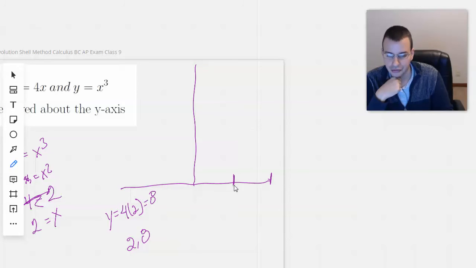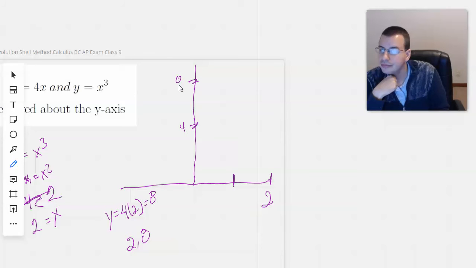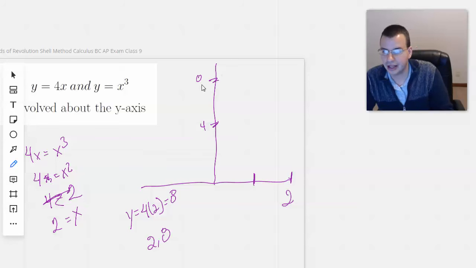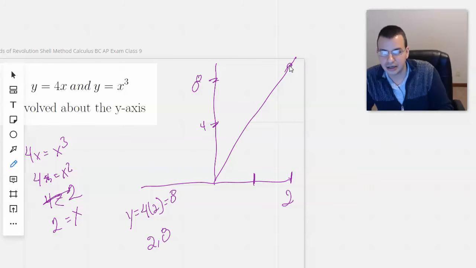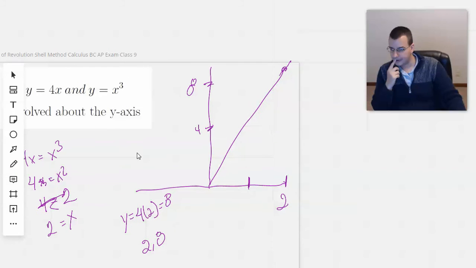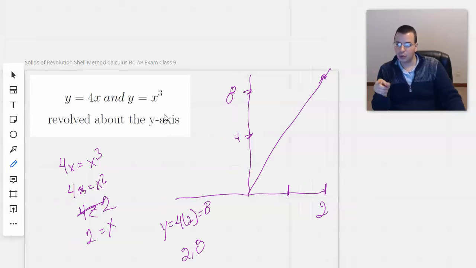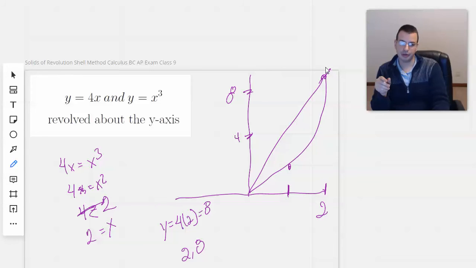So I'll draw another line there. That'll be 8. That'll be 4. There's probably going to be something that looks like this. And then is it smaller or bigger? So if we look at 1, x cubed is 1. So we know we have the point y equals 1 down here. So y equals x cubed is going to be on the bottom. There we go. So similar shape to what we had last time.